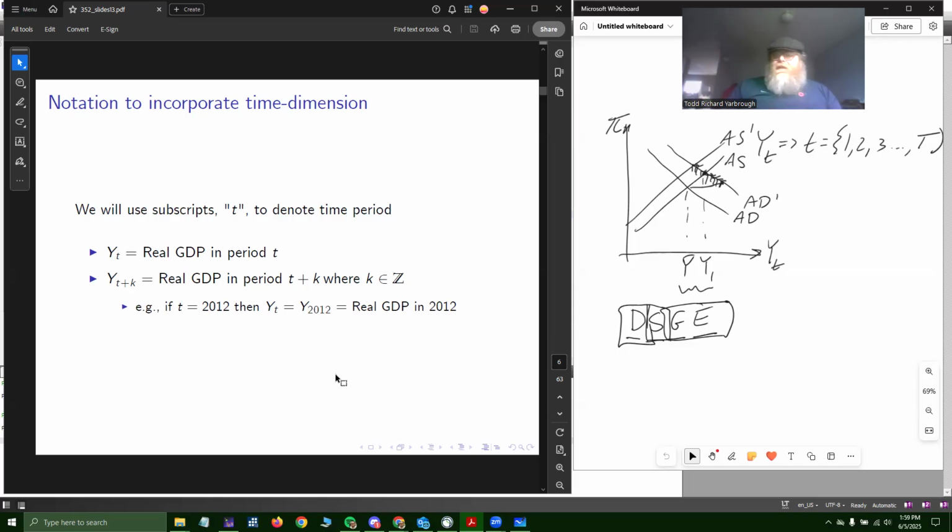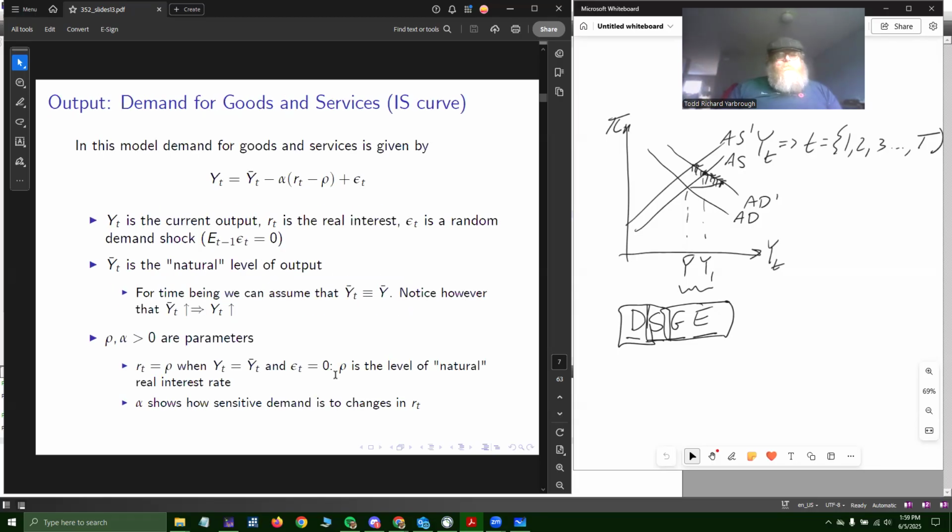So Y_t is going to be equal to real GDP in time period t. Okay, so the output side of the economy, the demand side of the goods market, that's what we're describing here.